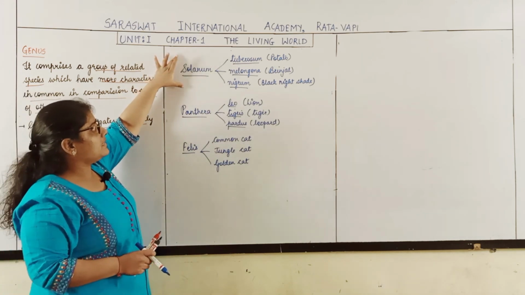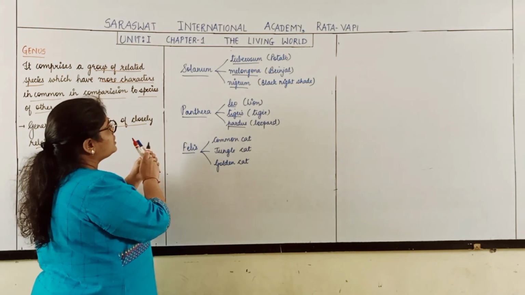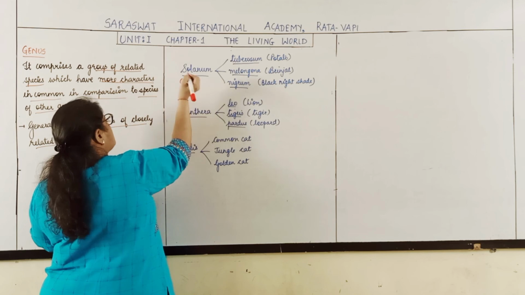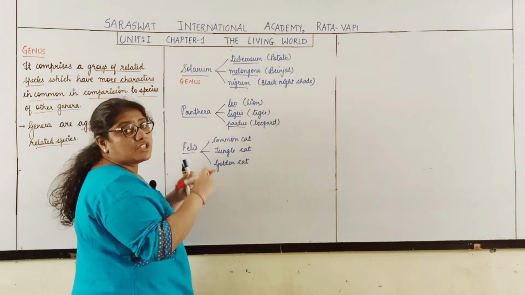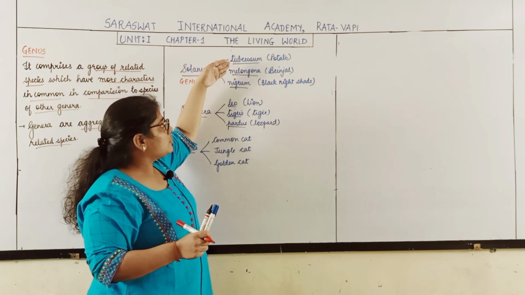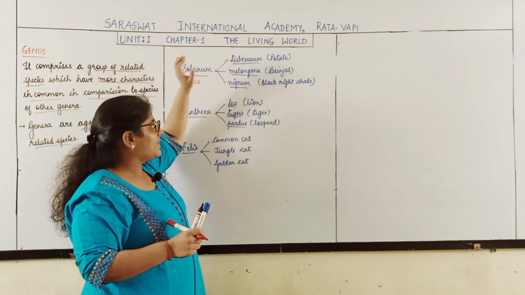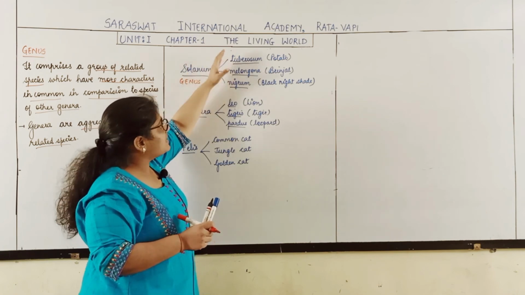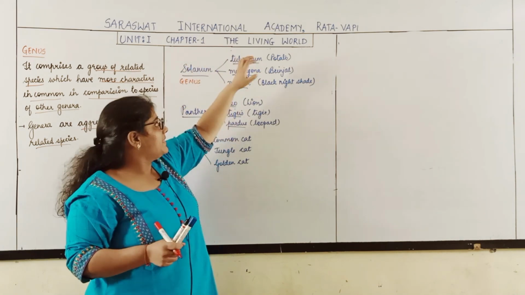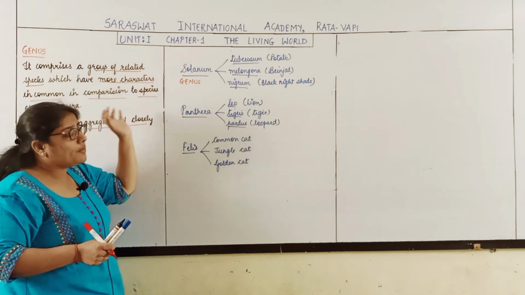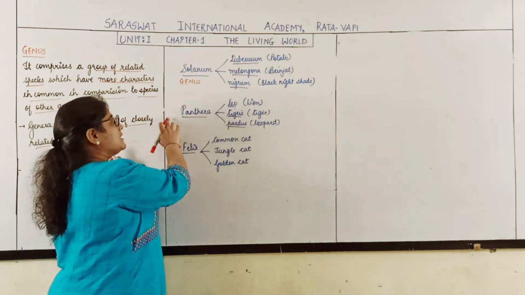Now students, see this genus. Which is the name of the genus? Here the genus is Solanum, right? Now this Solanum genus includes three species, Tuberosum, Melongena and Nigrum. These three species have certain characters in common, and therefore where are they placed? They are placed into the common genus, that is Solanum.